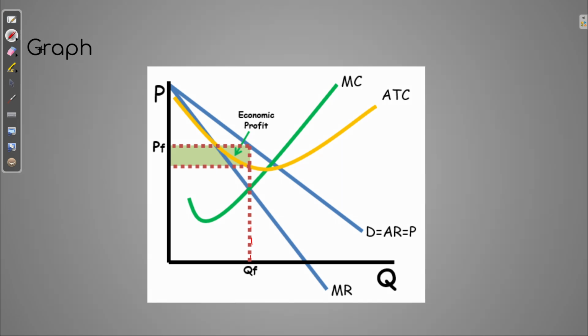One last thing to talk about for this is that this market is inefficient. Because if this market was efficient, socially efficient, like they were socially optimizing their resources, then they would be operating where price equals marginal cost. But since MR is less than price, the monopolist operates at a quantity which is lower than this quantity.